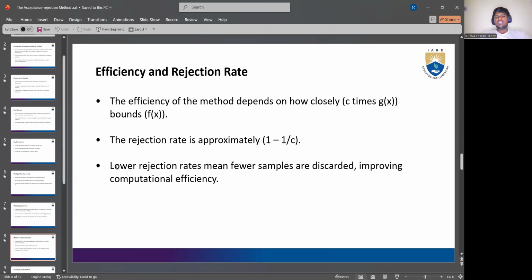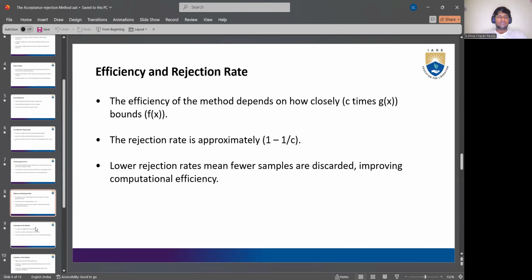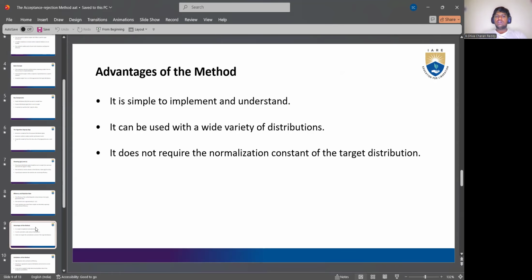So the efficiency is mostly dependent on how closely c times g of x bounds the f of x. How f of x bounds the c times g of x will decide the efficiency of the method. The rejection rate is based on 1 minus 1 by c. By substituting c here, we can see approximately how much the rejection rate is. The lower the rejection rate, the fewer samples are discarded, which improves computational efficiency and accuracy. Coming to the advantages of this method, it is simple to implement and understand.